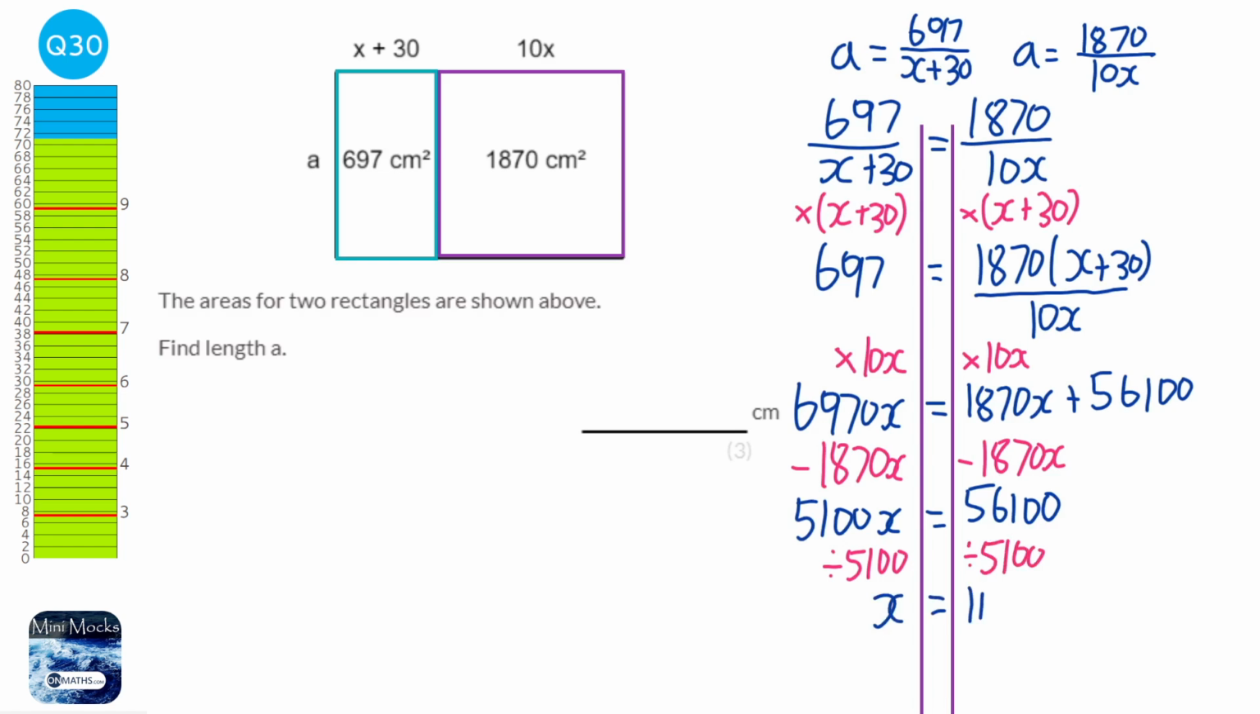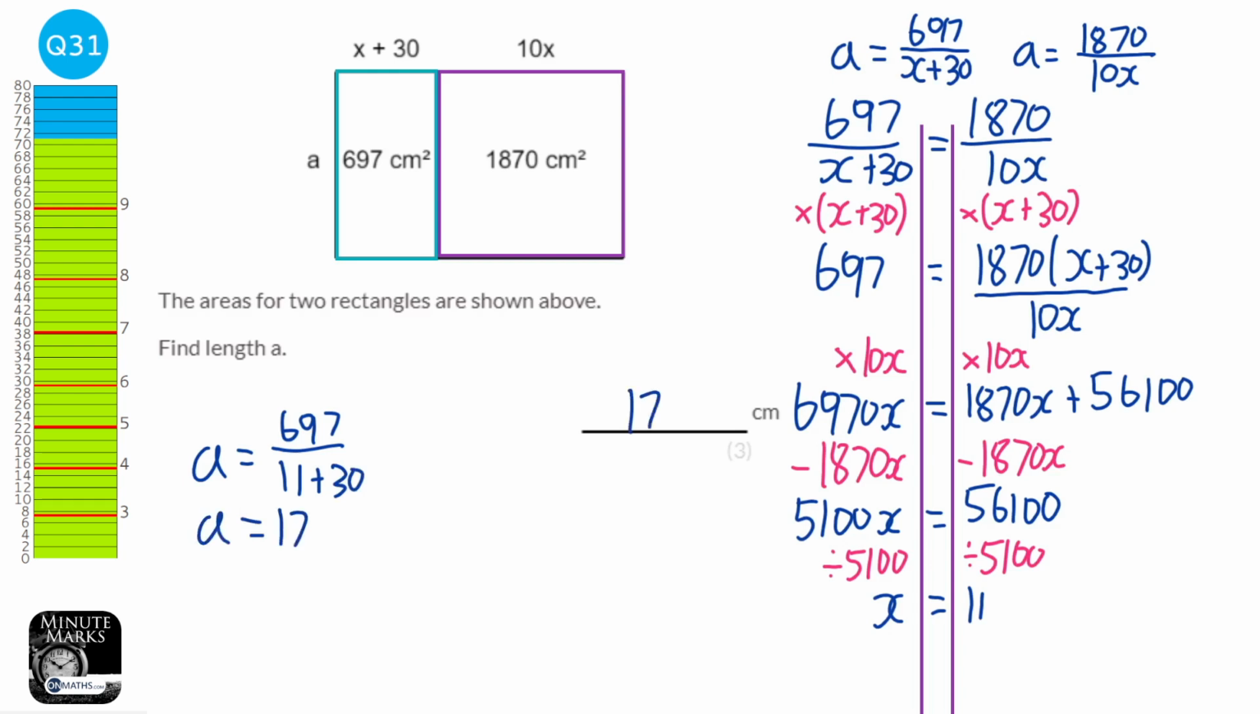So now we know x is 11, we can pick one of the equations that we had at the start, and I'm just going to pick the first one, and we can just feed in the value of x. So A equals 697 over, instead of x, it's going to be 11 plus 30. And when you do that, you get the answer of 17. So A is 17.